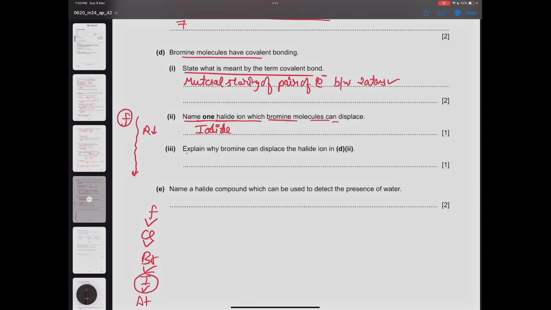As you go down, the reactivity decreases. So bromine needs to be more reactive than the halide ion it is replacing. So iodine is less reactive than bromine. Just mention iodide ion and do not mention iodine. Iodine represents an atom. The halide ions are written with ide. Explain why bromine can displace: because bromine is more reactive than iodide.